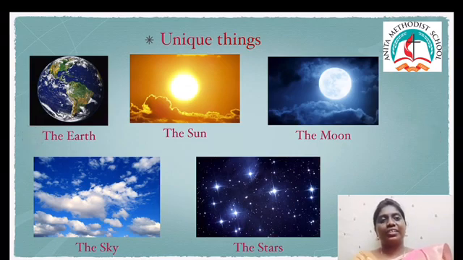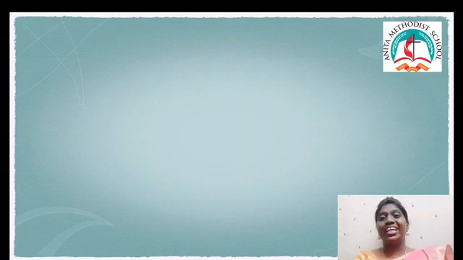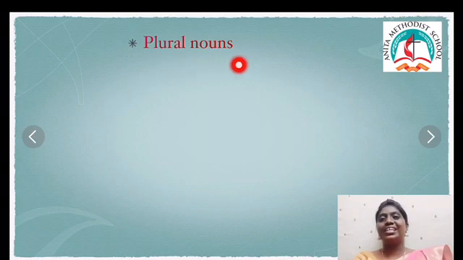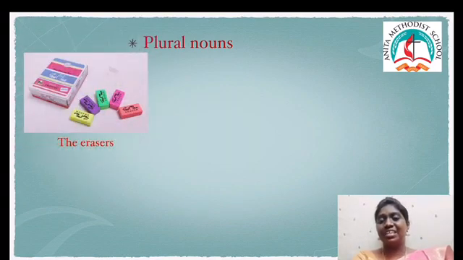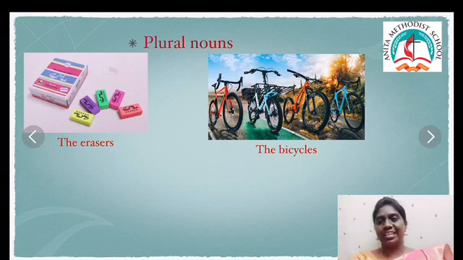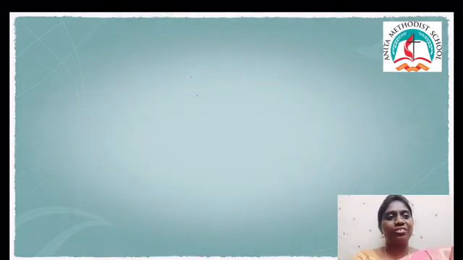Okay, now let's move on to the third thing. When we use the in front of plural nouns, first we saw about the specific thing, particular thing. Second, we saw that we should use the in front of unique things. And third thing is before plural nouns, we use the article the. So what are they? The erasers. If it is a single eraser, then we'll say an eraser. But because it's a group of erasers, two or more than one, we'll say the erasers. And again, the bicycles. There are 4 bicycles, so we'll say the bicycles. The ostriches, right? So how many ostriches are there? There are 3 ostriches. We'll say the ostriches.